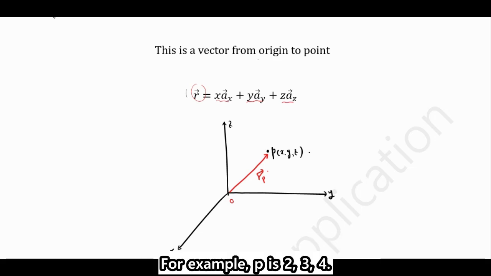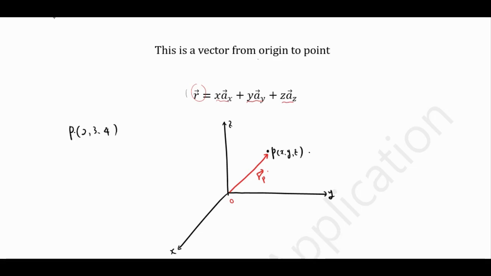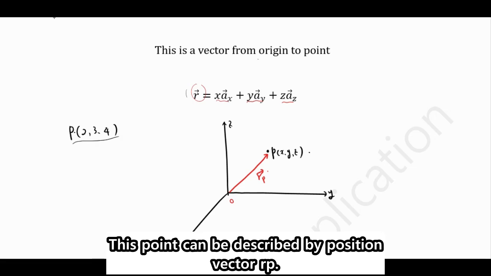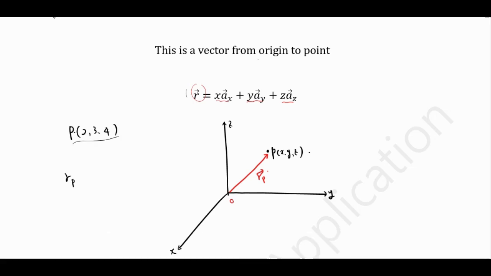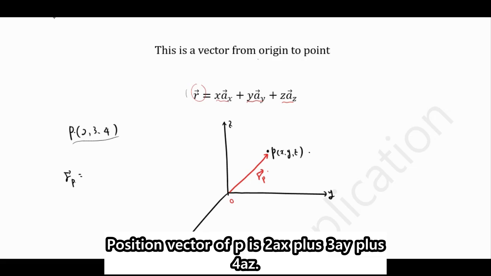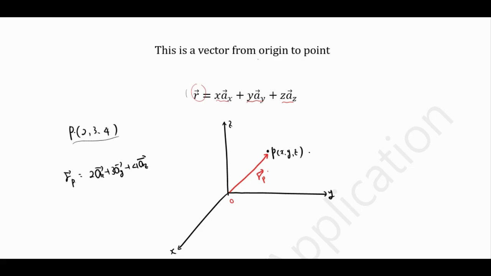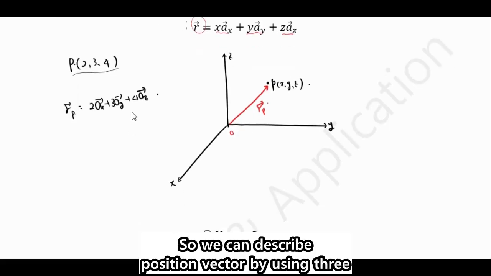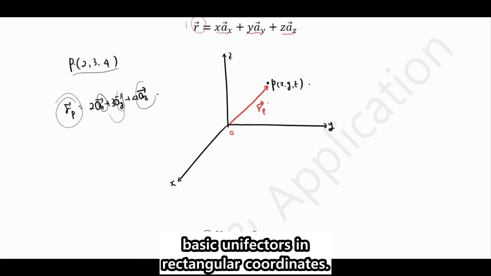For example, P is 2, 3, 4. This point can be described by the position vector Rp. The position vector of P is 2ax plus 3ay plus 4az. So we can describe a position vector by using three basic unit vectors in rectangular coordinates.